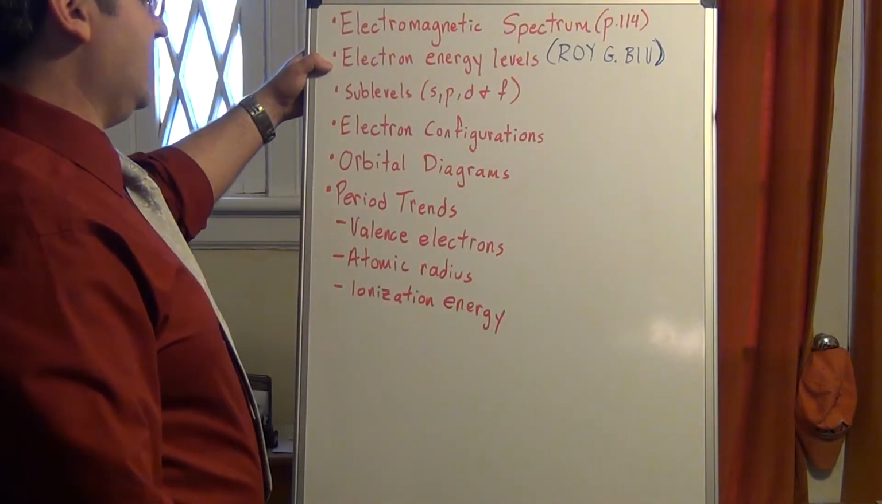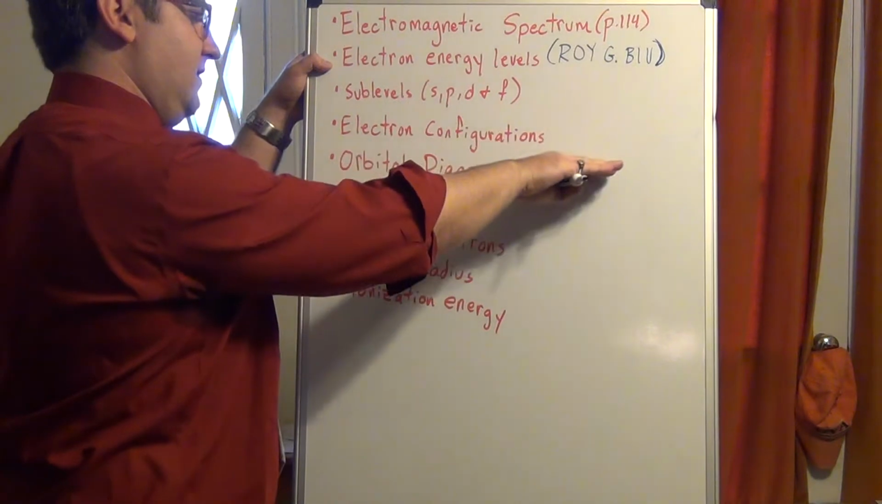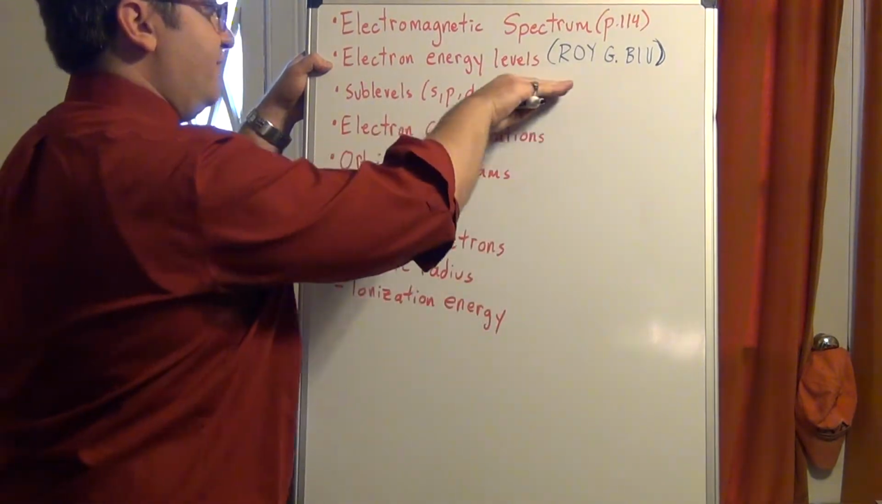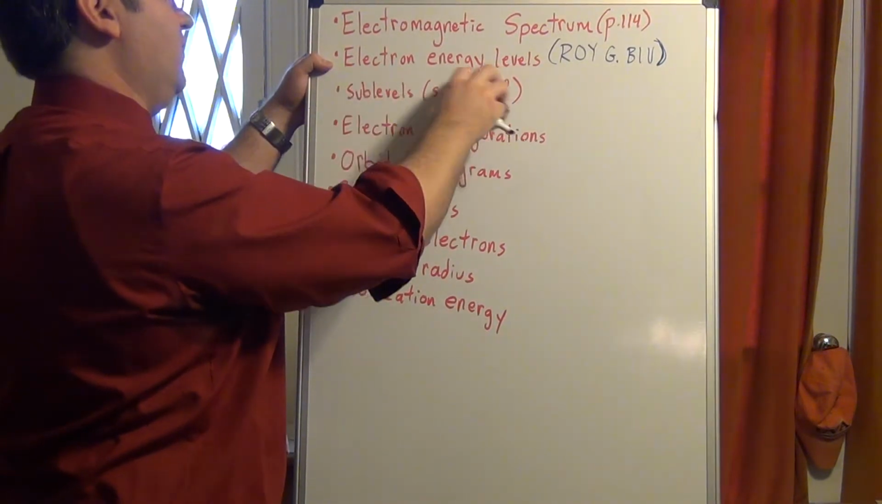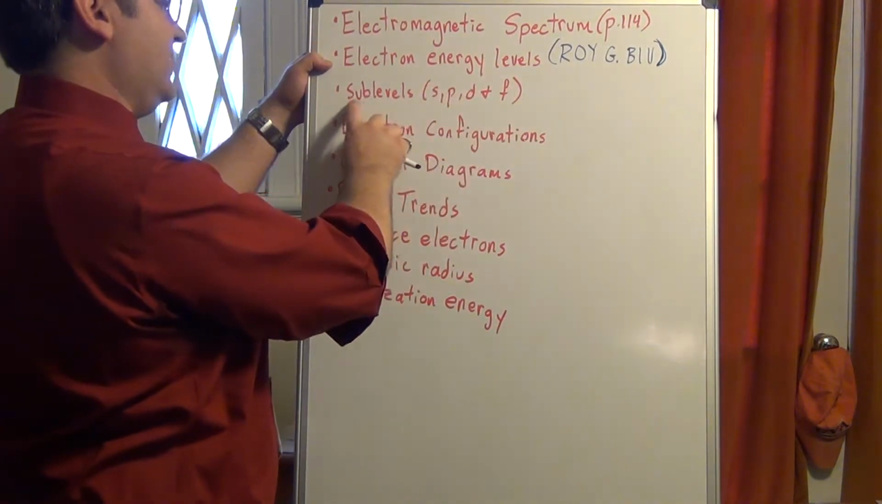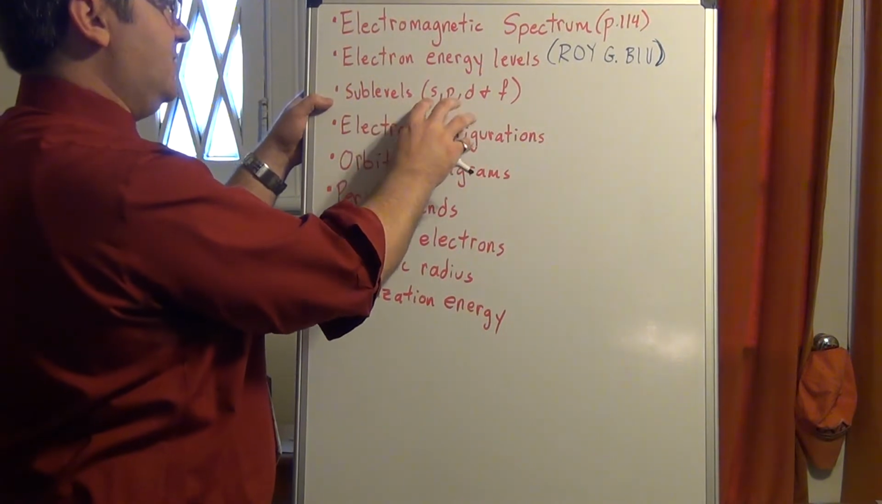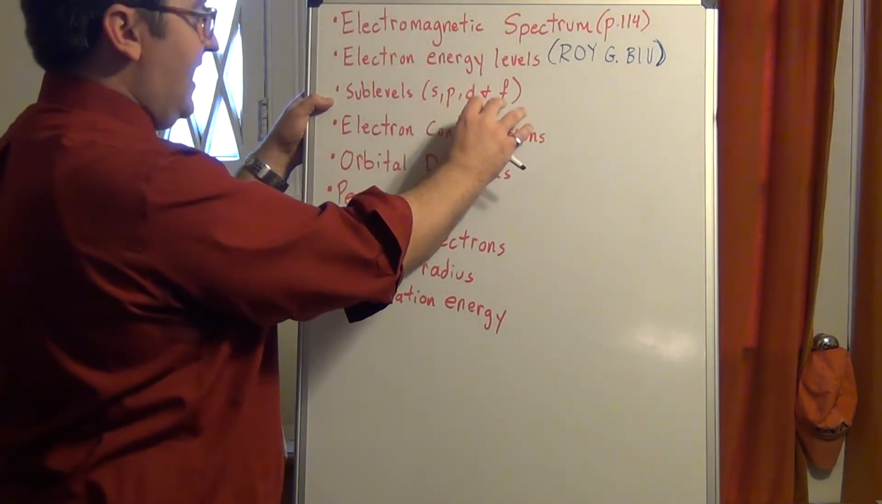Also know the electron energy levels as you go further down in the periodic table. Every period that you will go down, you will start a new energy level. Also within each energy level, you will have a sub-level which have the names S, P, D, and F.